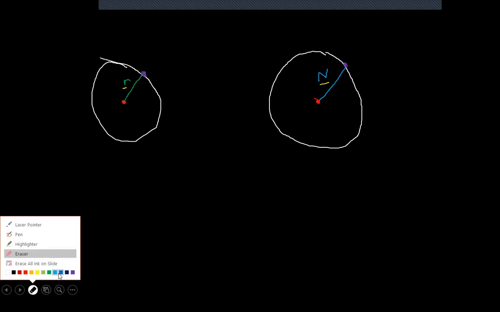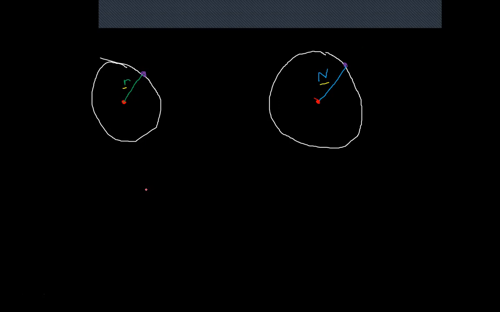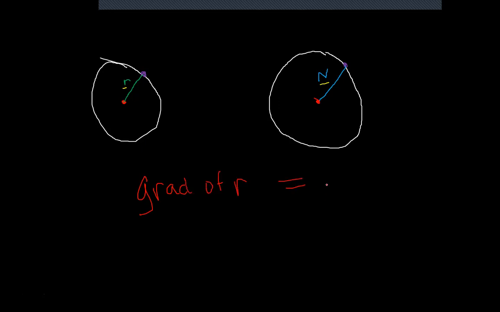And if you didn't know, gradient of a line is constant. So the gradient of R is the same as the gradient of N. And that's why we said the gradient of the radius is equal to the gradient of the normal. Everybody good with that? Yes, miss. Okay, let me know if you're not good with that then.